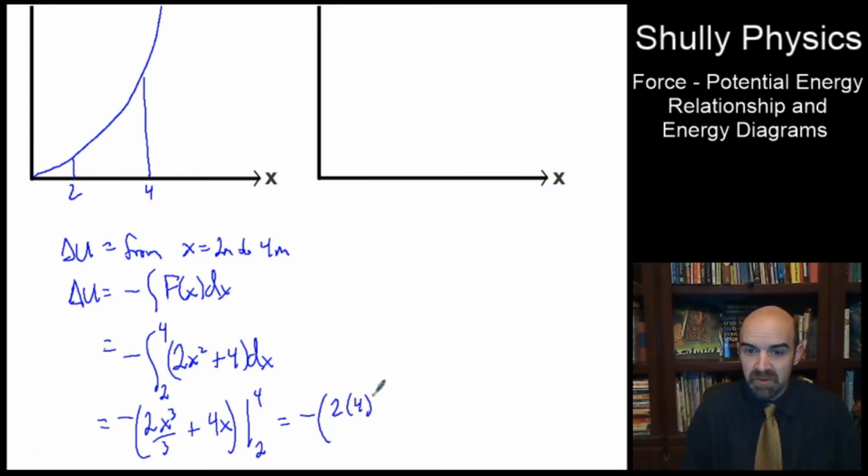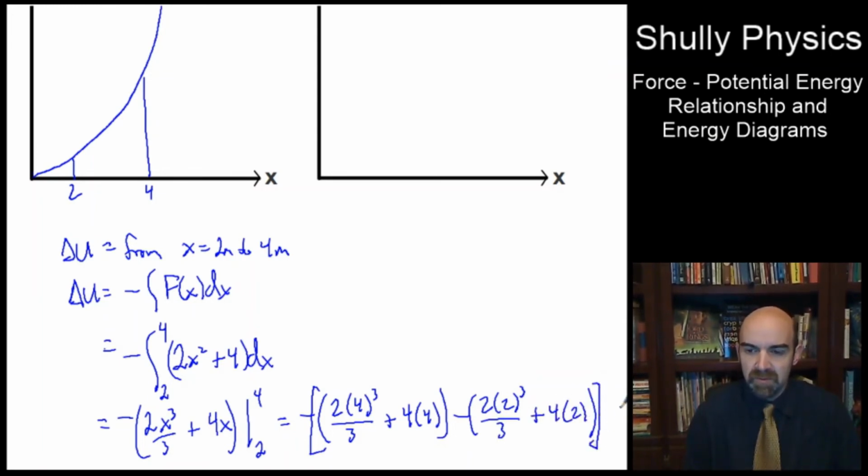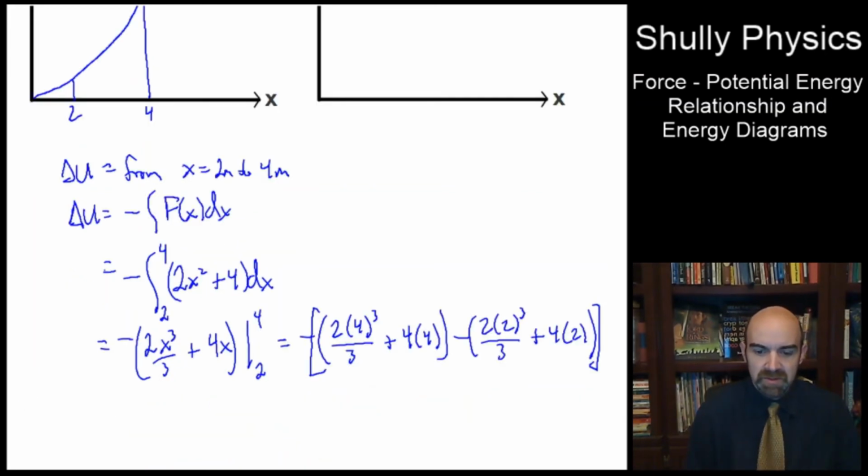2 times 4 to the 3rd power divided by 3 plus 4 times 4. I'm going to go ahead and put a bracket in here. Minus 2 times 2 cubed over 3 plus 4 times 2. There's the whole integration. We'll have this prevailing negative out front.